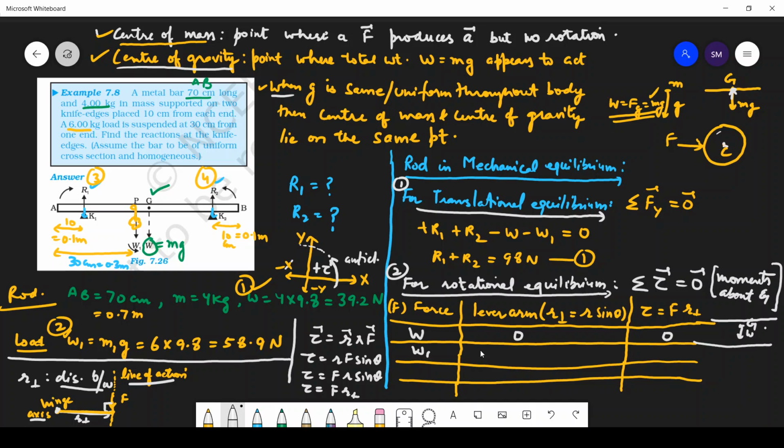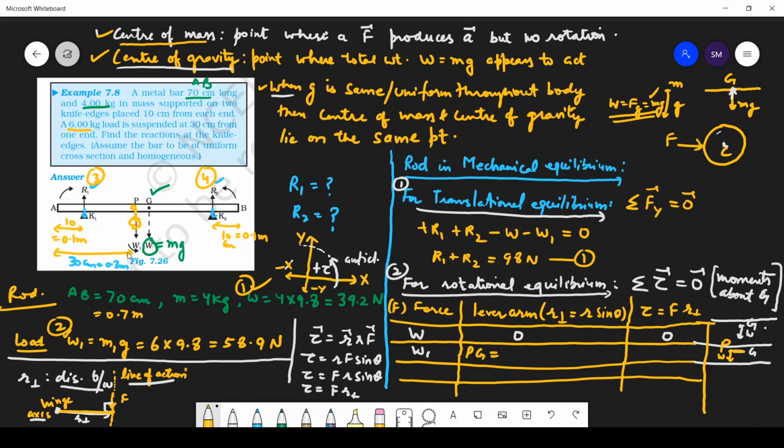Okay. Now tell me, what is the lever arm for W1? This is your G here. Okay. And that's your distance, because this is the force here, that is W. So what is the distance here? This distance, 5 centimeter. Yes, this distance PG. This is your point P. So what is the distance between PG? So here your lever arm is PG. How much is the PG?